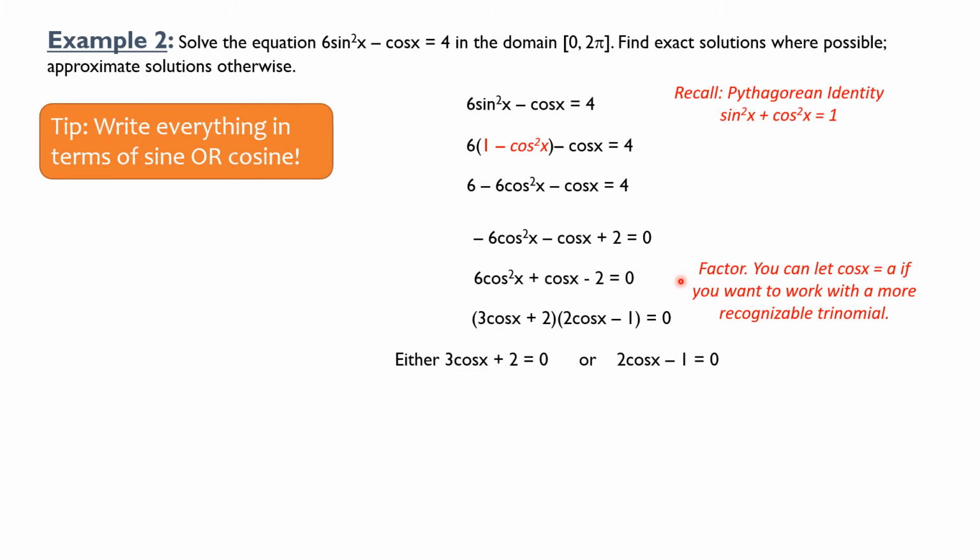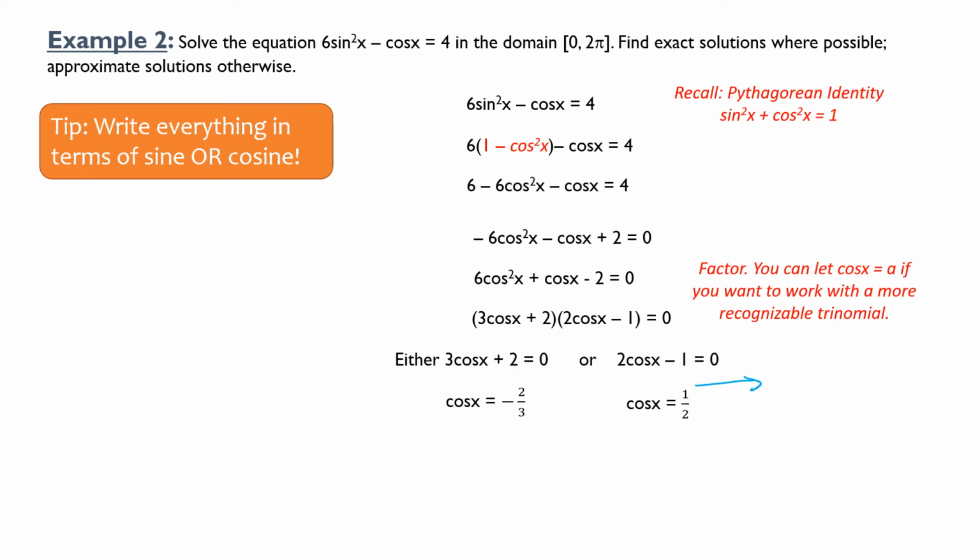So let's isolate first. On the left, bring the 2 over, divide by 3. We have cos x equals -2/3. And then when we isolate on the right, we get cos x equals 1/2. Now what? So I'm going to start with this side over here first.